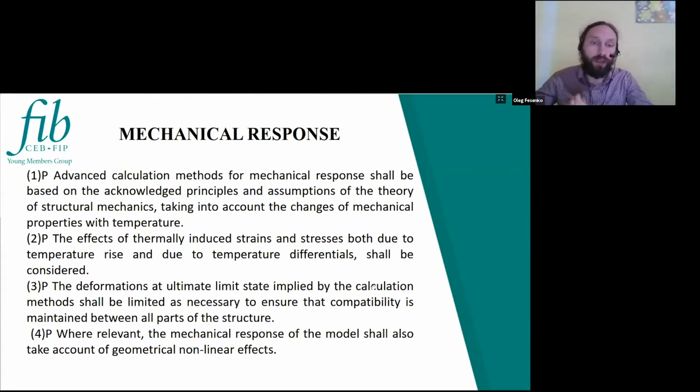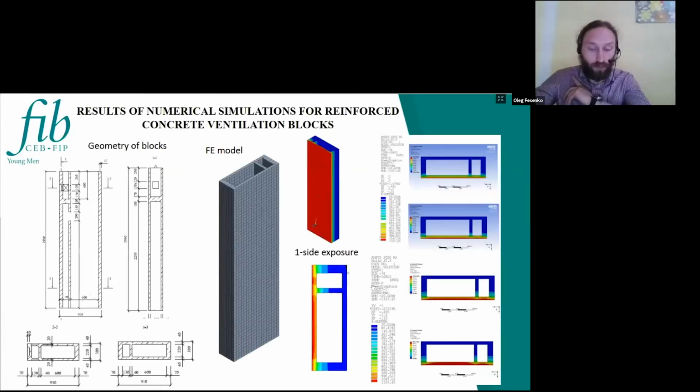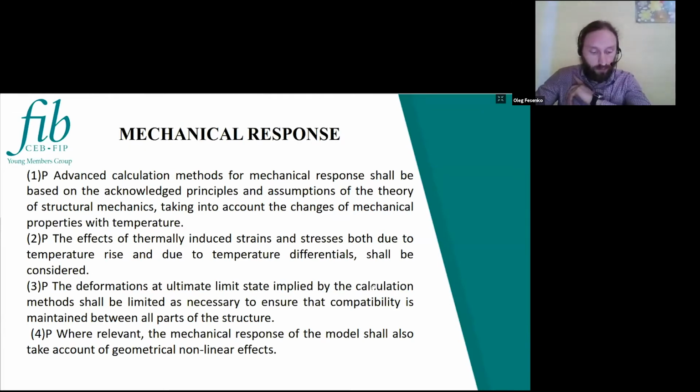The deformation at ultimate limit state implied by the calculation methods shall be limited as necessary to ensure that compatibility is maintained between all parts of the structure. Where relevant, the mechanical response of the model shall also take into account geometrical non-linear effects. And after this theoretical part, now we can talk about practical cases, practical realization of design principles and methods described above.